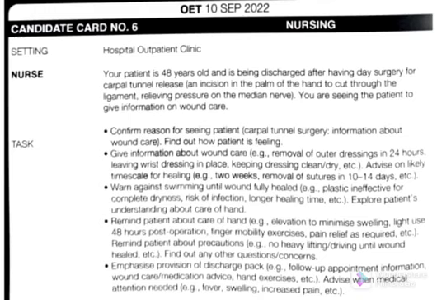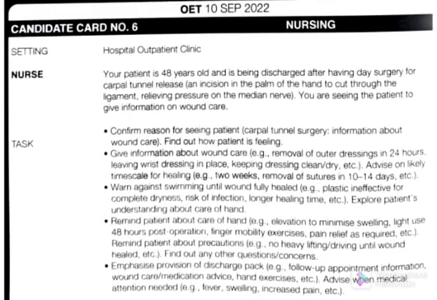The first task is to confirm the reason for seeing the patient, that means carpal tunnel surgery, information about wound care, and find out how the patient is feeling. So the term confirm, if it is there, how can you ask the question? Here we have to start with self-introduction. I can tell you like this: Good morning, I am Rashmi Rajan, one of the registered nurses working in this hospital outpatient clinic. For our further communication, may I know your full name?